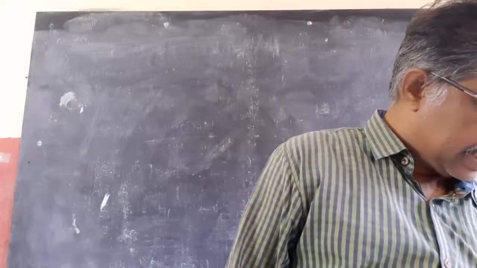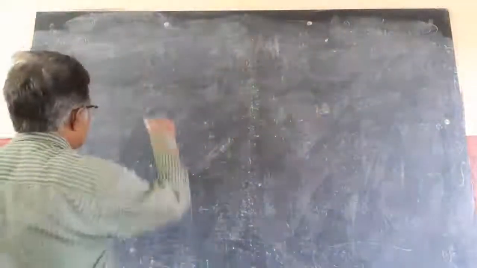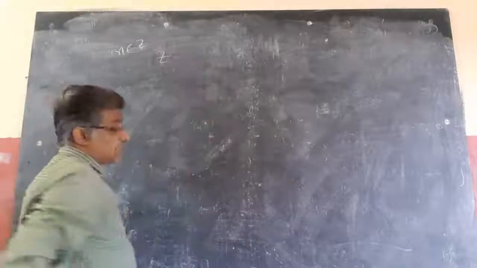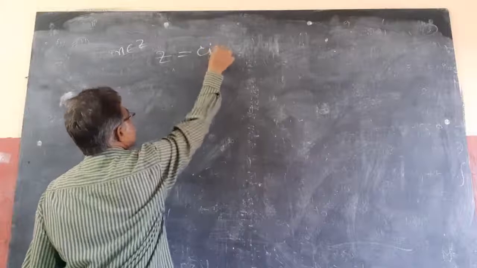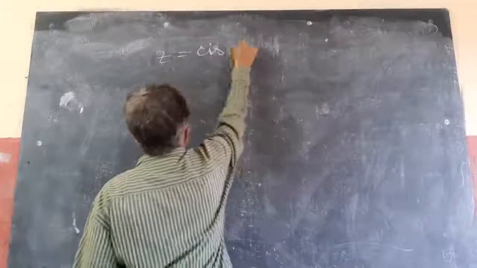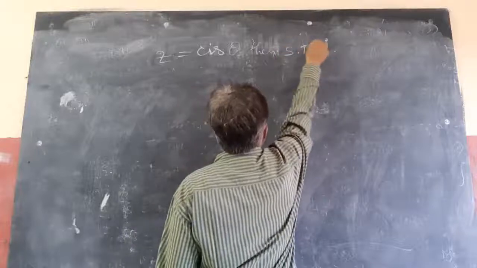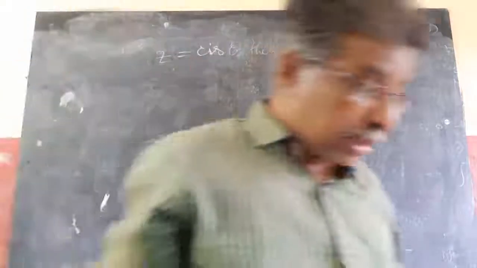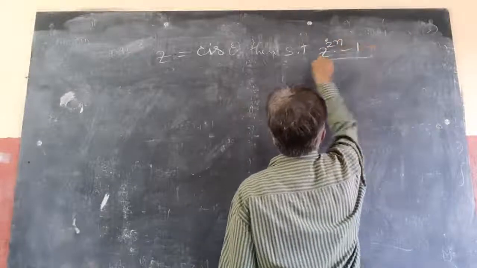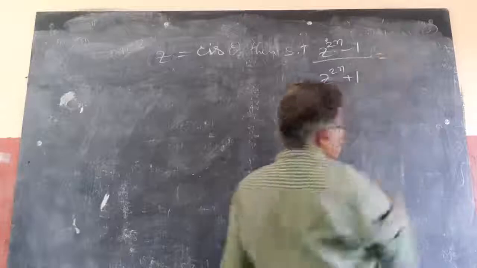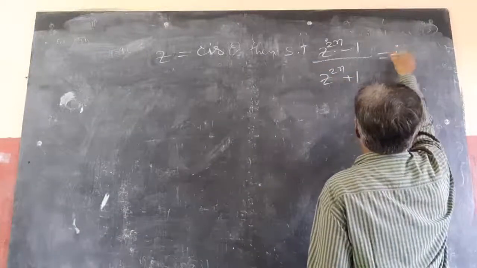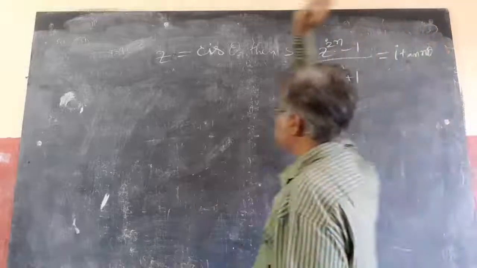If n is an integer, that is, n belongs to the integers, and z is a complex number, z equal to cos theta plus i sin theta, then show that (z^(2n) minus 1) by (z^(2n) plus 1) equal to i tan n theta. This is what he is asking to do.